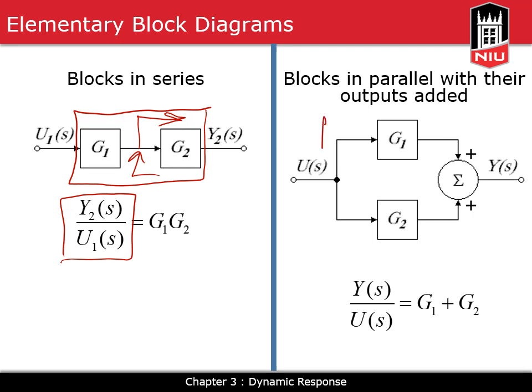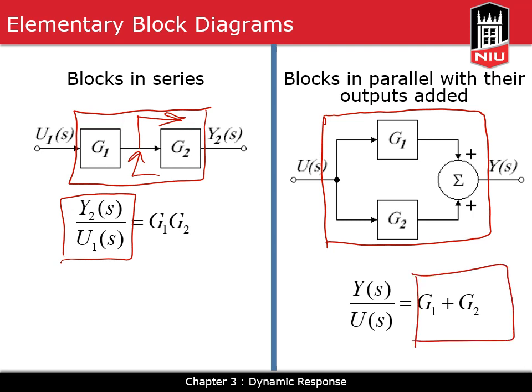Again, by equivalent transfer function, we mean what if we remove this combination and replace it with one block? What would be the transfer function for that block so that these two are equivalent? The answer is G1 plus G2. So if two blocks have the same input and their outputs get added up with no interruptions in between, then they are blocks in parallel, and the equivalent transfer function is the summation of the transfer functions.